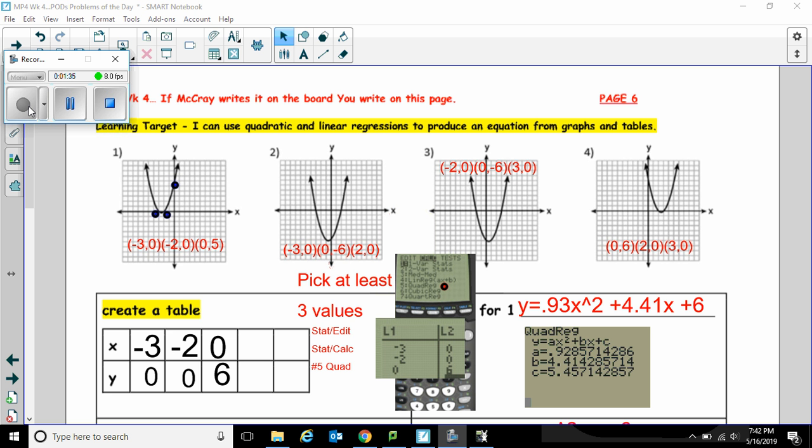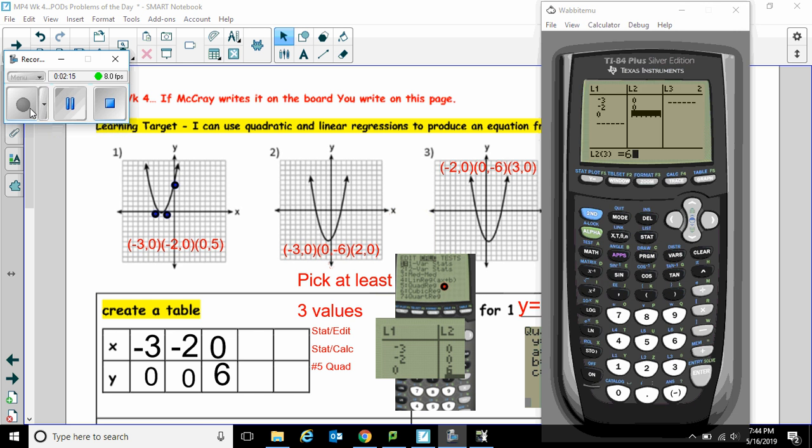Okay, welcome back. So hopefully you're able to write down these points for yourself. And each point is a coordinate. Now we got to remember that we only need 3 coordinates to do a regression. 5 is probably better, but you can just use 3. So first thing I'm going to do is rewrite my table where I'm going to put all my x's in L1 and all my y's in L2.